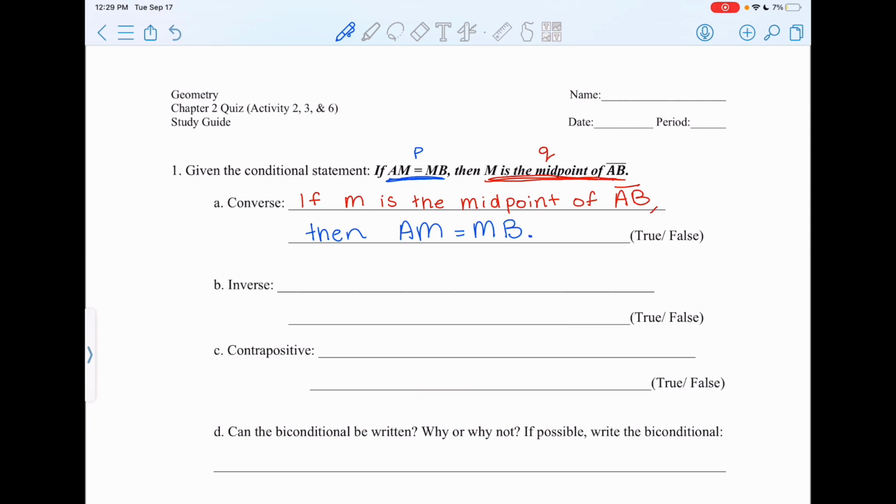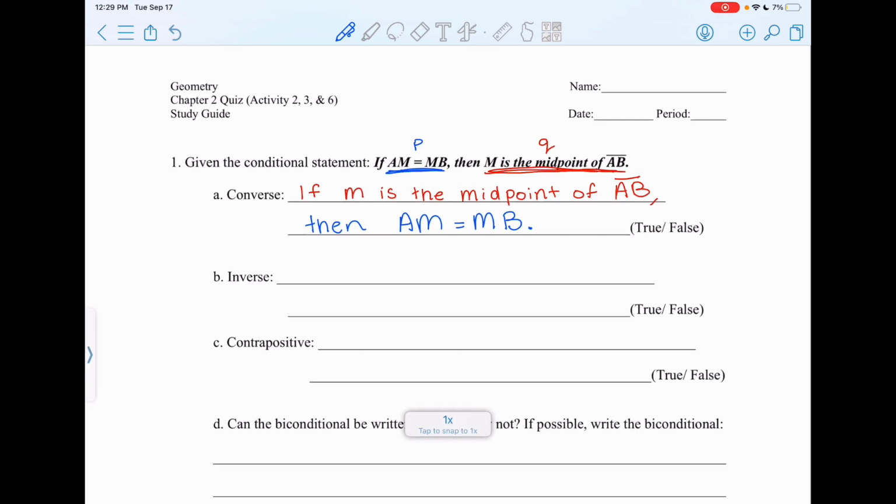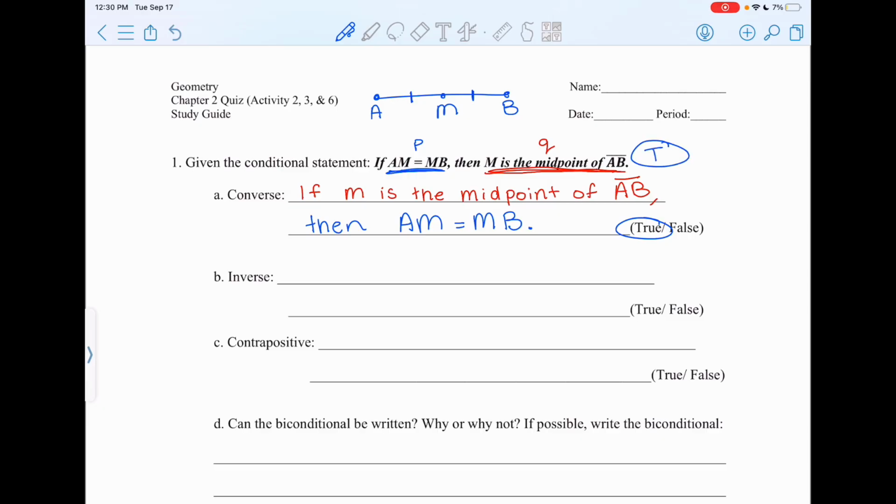If M is the midpoint of AB, then AM equals MB. This is true, because if M is the midpoint, it splits AB in half, and so AM would equal MB. If you need to draw this out, imagine A and B are the endpoints of my segment, and M is in the middle. So AM would equal MB. And the original statement is true as well. If AM equals MB, that must mean that M is in the middle. That must mean that M is the midpoint.